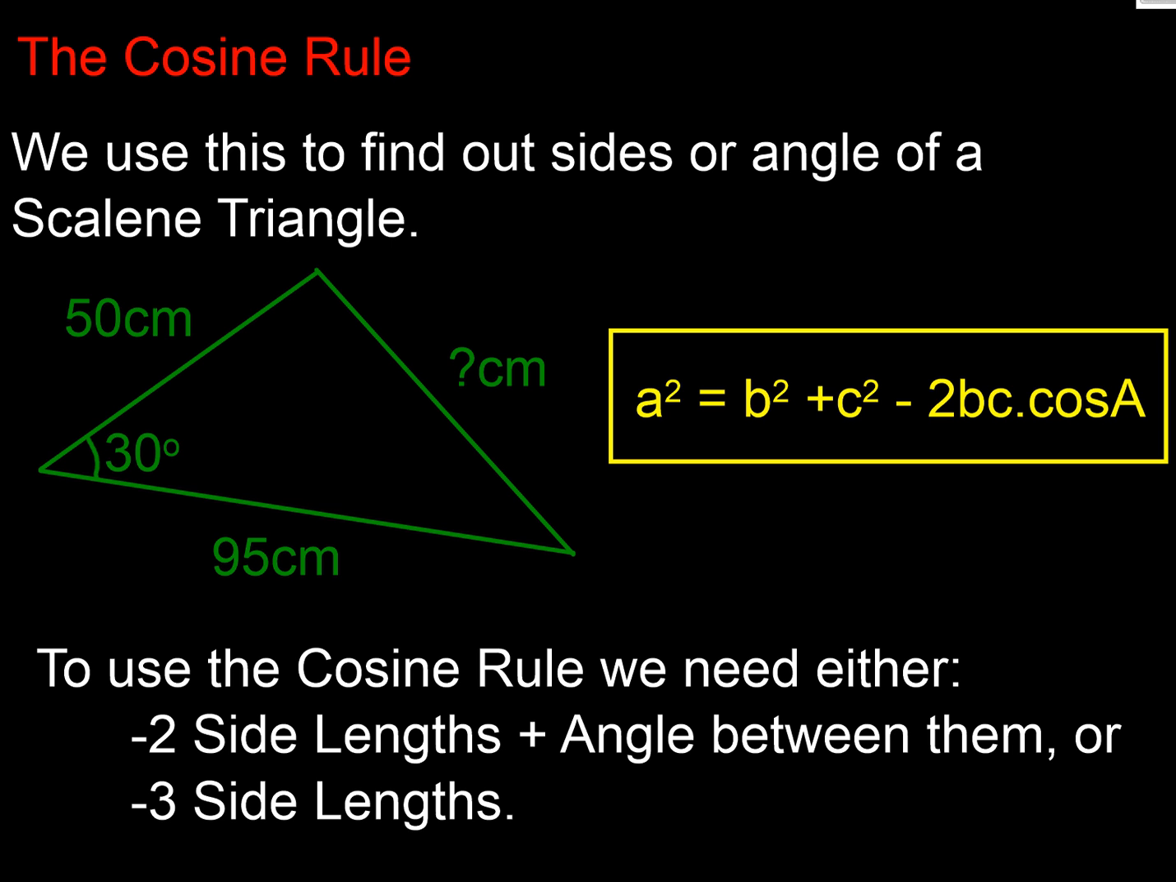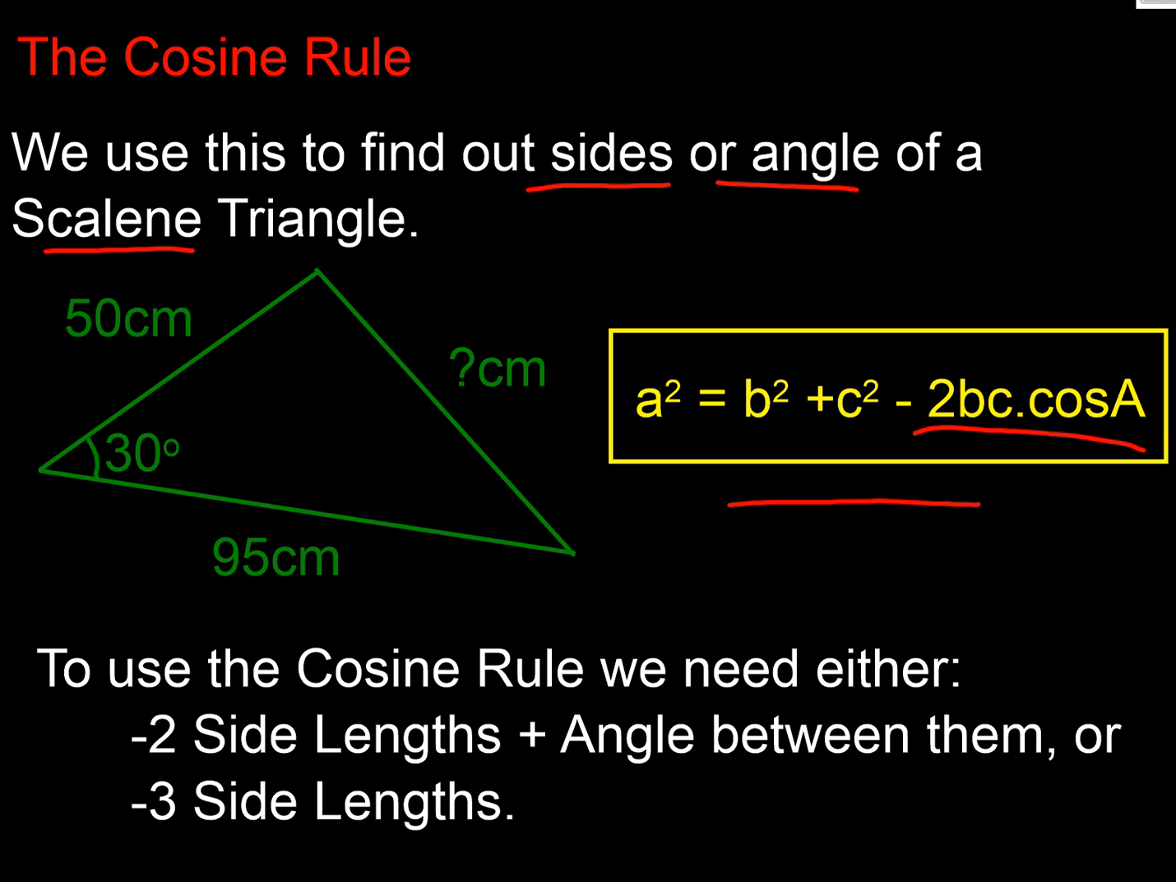Hello, quick video for GCSE on the use of the cosine rule. We use this to find missing sides or angles of a scalene triangle. Our formula is a squared equals b squared plus c squared, which you'll recognize as Pythagoras. But now, as the angle is not a right angle, we've got this additional term, minus 2bc cos A.